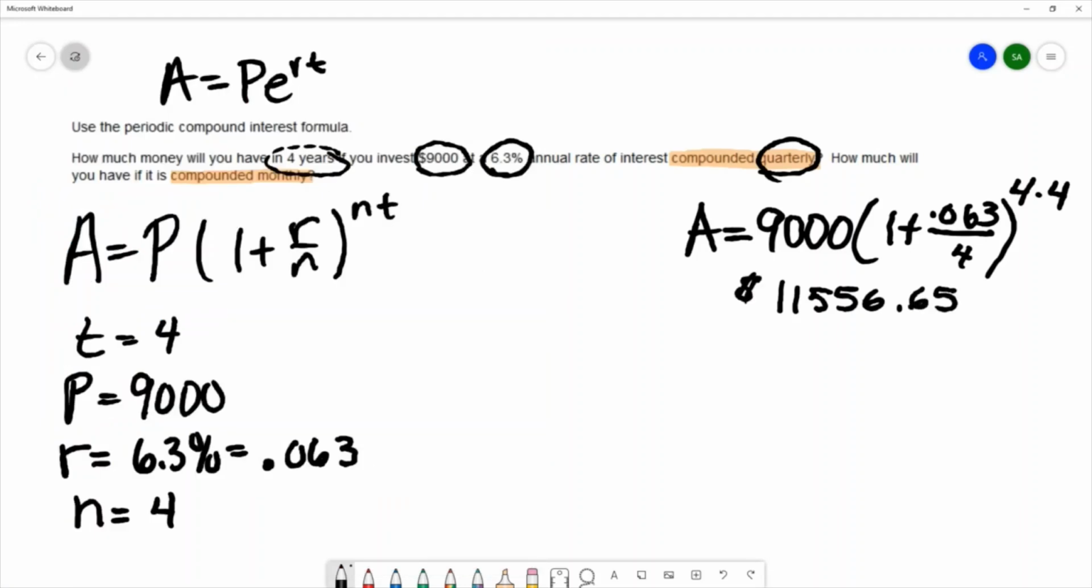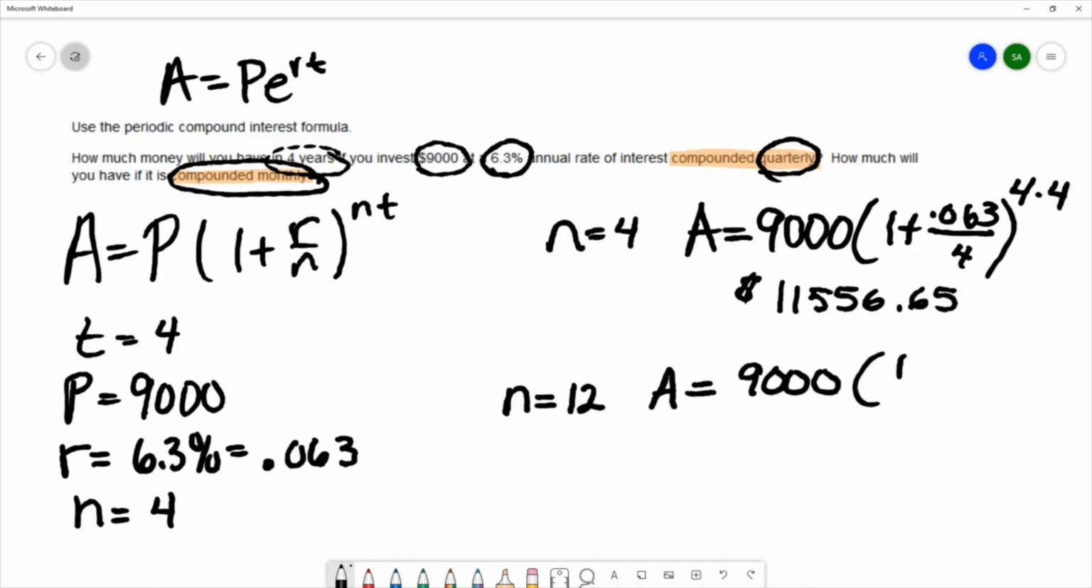And then in the second part of the problem, interest is compounded monthly instead. So the first one was quarterly with n being 4, and then we're compounded monthly, which is 12 times a year, so n is 12. So we'll calculate again using n equals 12. It's 9,000 times (1 plus 0.063 over 12) to the 12 times 4. We'll type this in the calculator.